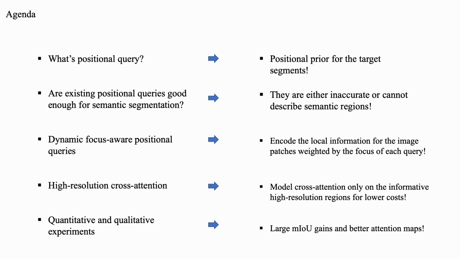Firstly, I'm going to introduce positional query, which is the positional prior for the target segments in the DETR framework. Then I'm going to discuss whether the existing positional queries are good enough for semantic segmentation. And the answer is they are either inaccurate or cannot describe semantic regions correctly. And then I'm going to introduce our method, named Dynamic Focus-Aware Positional Queries, which simply encodes the local information for image patches weighted by the focus of each query.